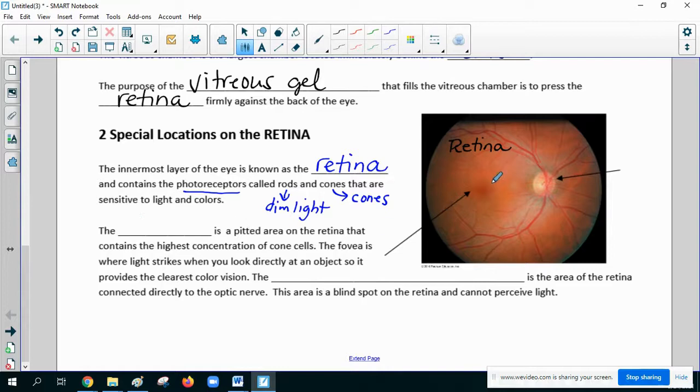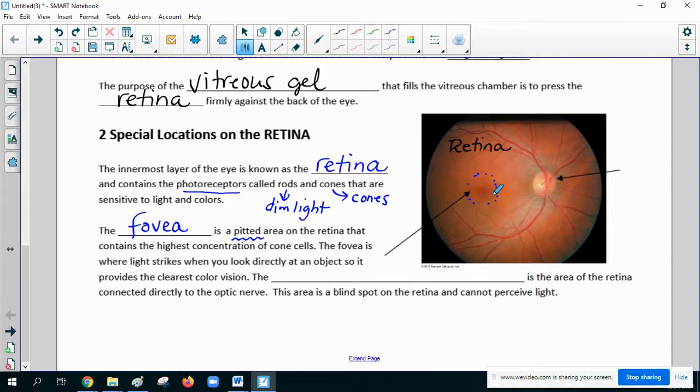So the first one I'm going to talk about is this spot right here, and it is sort of difficult to see, but you see how it's sort of darker? I'm going to outline it a little bit like this. It's sort of darker right here. That is known as the fovea. The fovea. And it's actually indented, so it's described as being pitted, although you can't tell from the front.